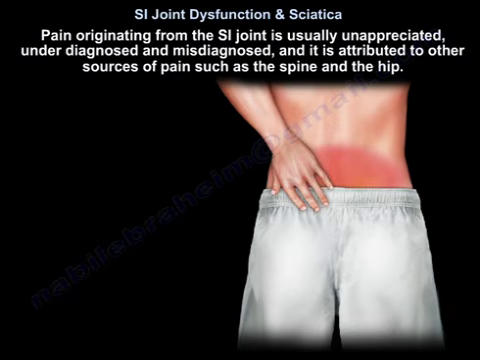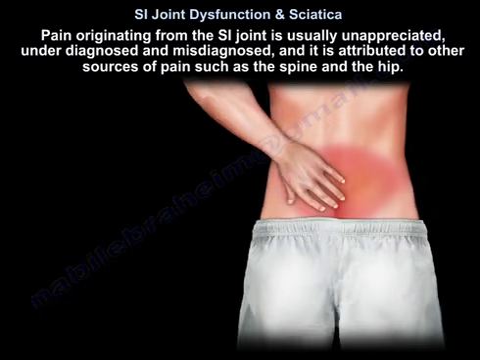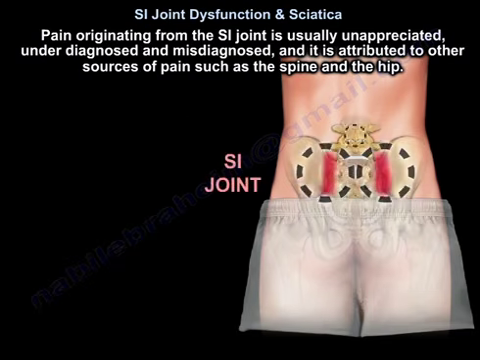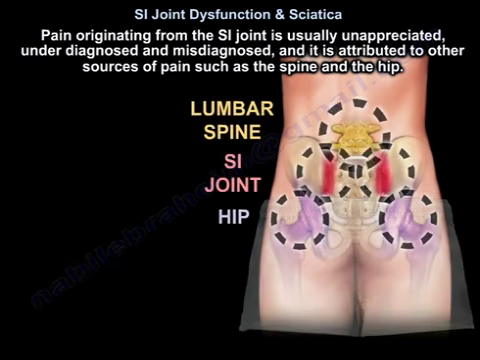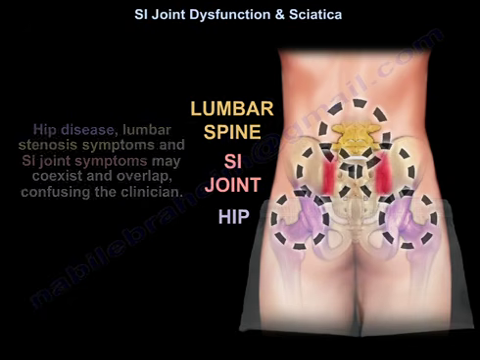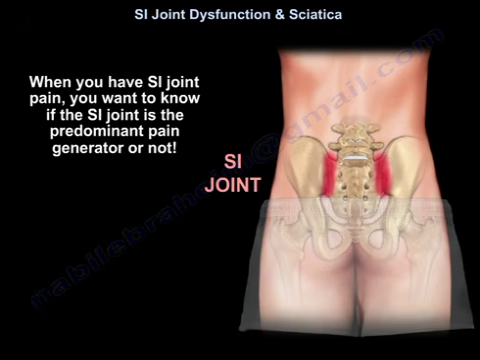Pain originating from the SI joint is usually unappreciated, underdiagnosed, and misdiagnosed, and it is attributed to other sources of pain such as the spine and the hip. Hip disease, lumbar stenosis symptoms, and SI joint symptoms may coexist and overlap, confusing the clinician. When you have an SI joint pain, you want to know if the SI joint is the predominant pain generator or not.